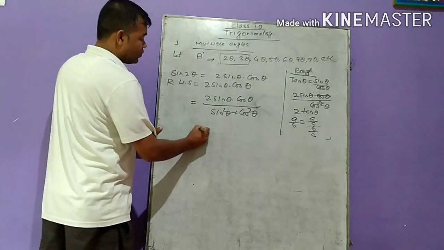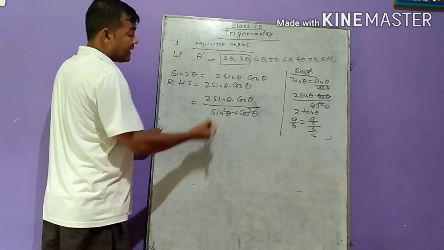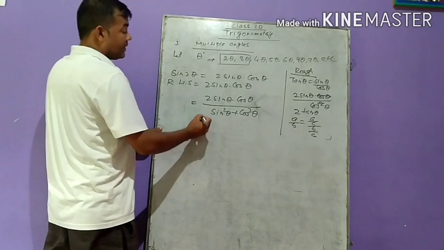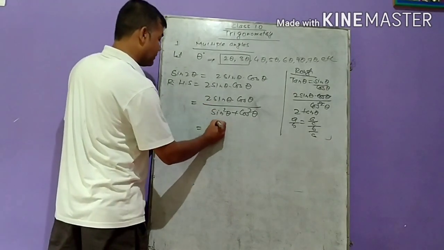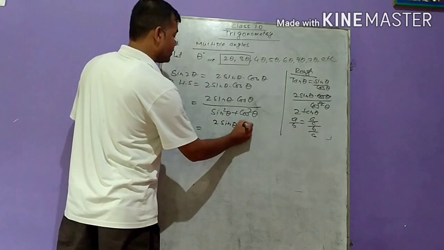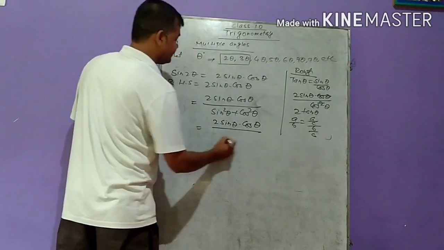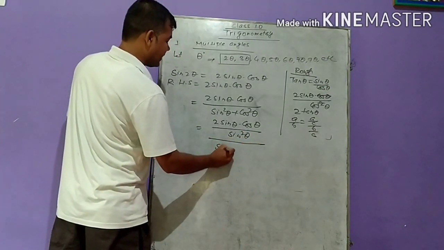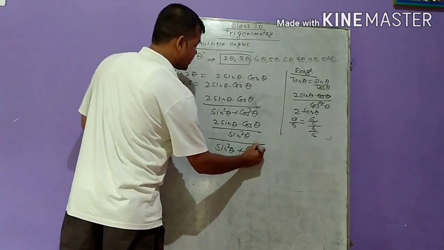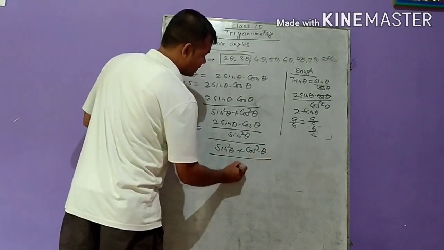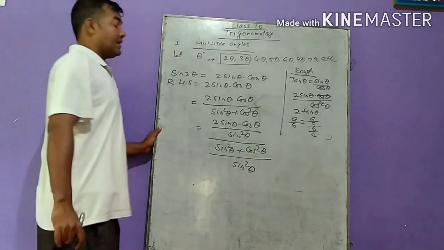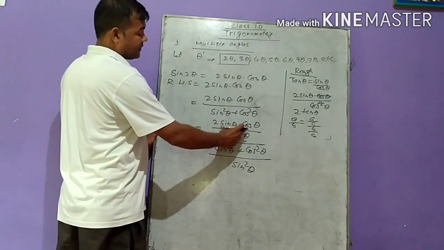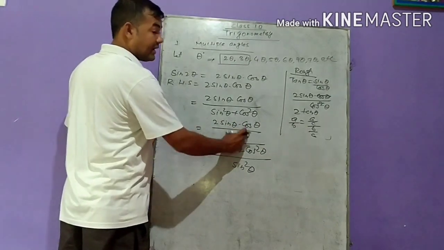To obtain the result in cot, we have to divide numerator and denominator by sin square theta. So what we have to write here: 2 sin theta into cos theta by sin square theta, over sin square theta by sin square theta plus cos square theta by sin square theta. Why have I written this relation? Why have I divided the numerator and denominator by sin square theta?